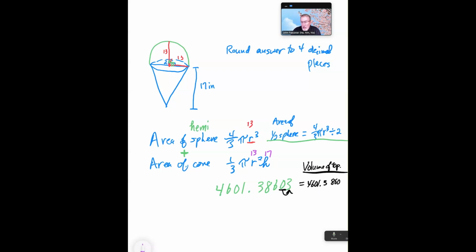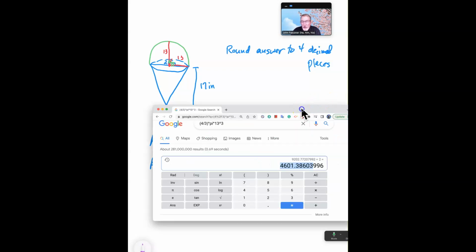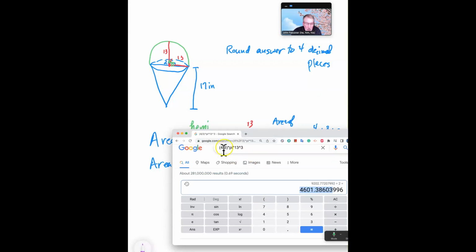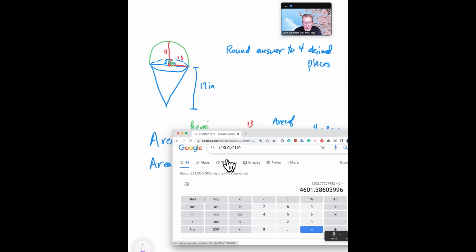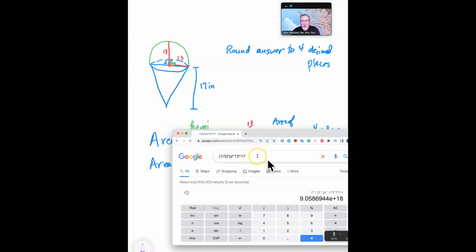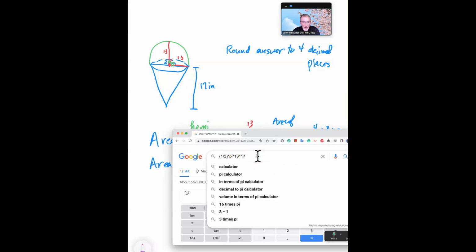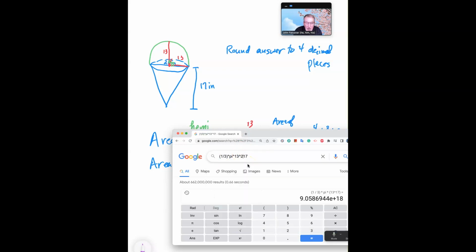So let's get my handy dandy faux calculator. So this time we have 1/3 times pi times 13 times 17. And hit enter. Ooh, that's not right. Oh, I did 13 to the 17th power. All right, we need 13 to the second power times 17. Okay, this was looking very scary.